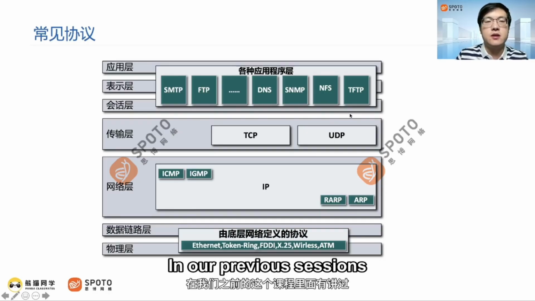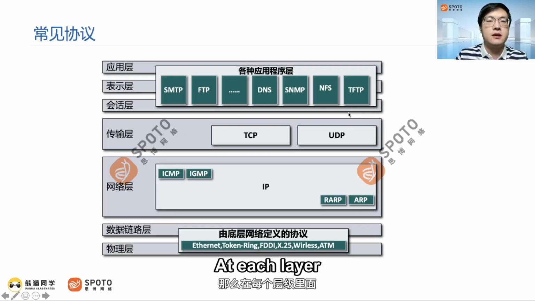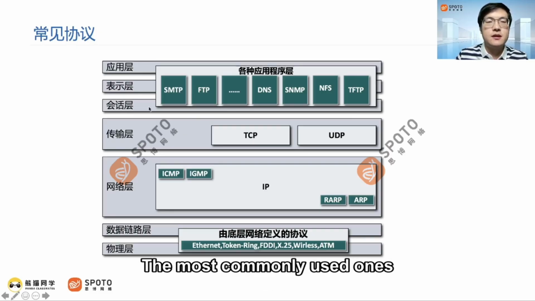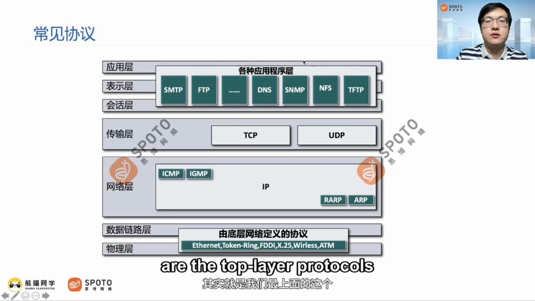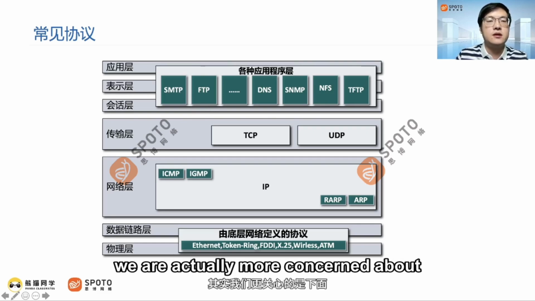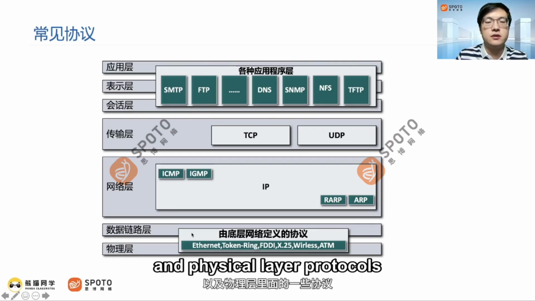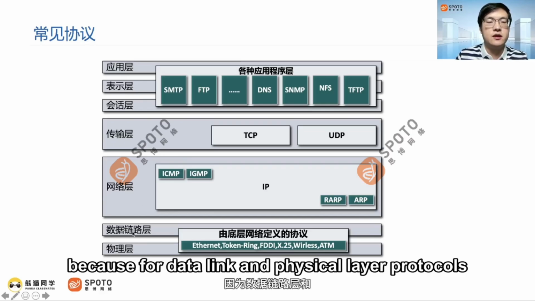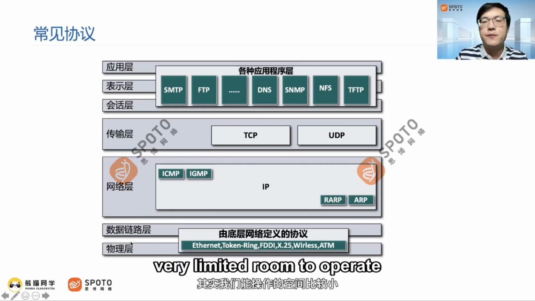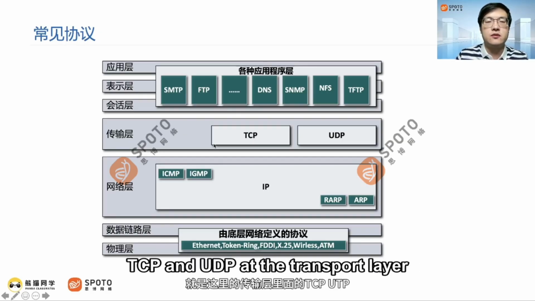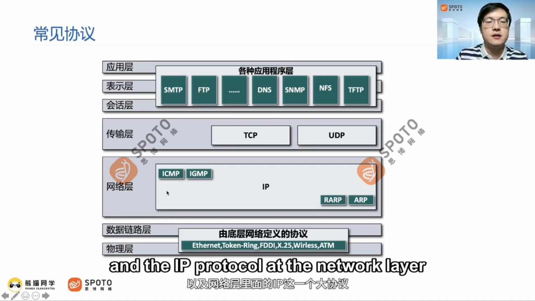In our previous sessions, we discussed the OSI 7 layer model. At each layer, there are corresponding protocols. The most commonly used ones are the top layer protocols, the application layer protocols. But as network engineers, we are actually more concerned with the lower layers: transport, network, data link, and physical layer protocols. The most important ones are the transport and network layers, because for the data link and physical layers, we have very limited room to operate. They are mostly fixed. We need to master the protocols here: TCP and UDP at the transport layer, and the IP protocol at the network layer.